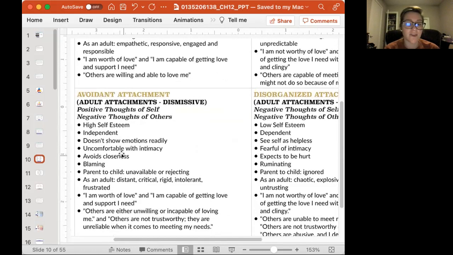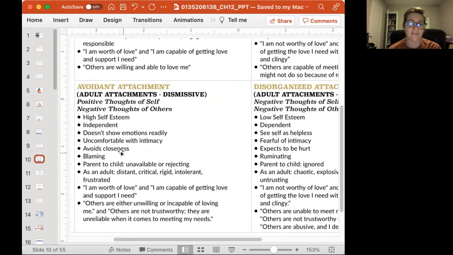Some features of having an avoidant attachment style: high self-esteem, feeling independent, don't show emotions readily, uncomfortable with intimacy, avoiding closeness, blaming. To a child, they may be unavailable or rejecting. As an adult, they may be distant, critical, rigid, intolerant, and frustrated. They may think things like, I'm worthy of love and I'm capable of getting love and support I need. And also that others are either unwilling or incapable of loving me, and others are not trustworthy. They are unreliable when it comes to meeting my needs.